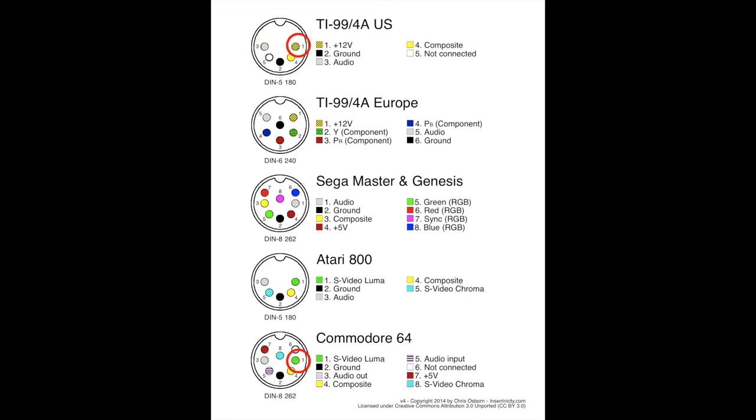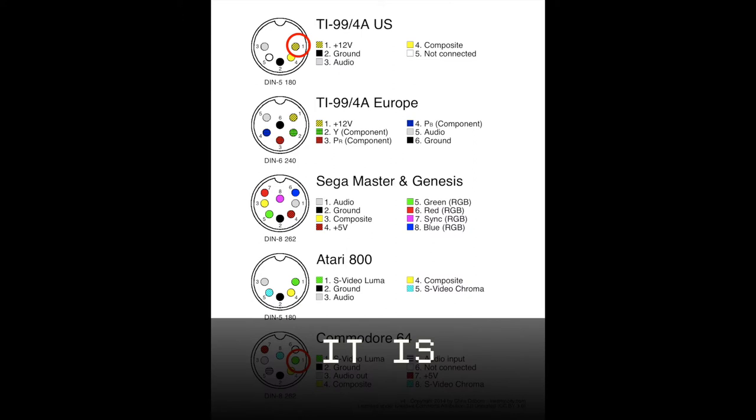Now, the C64 can also support S-video while the TI cannot, so make sure you do not try. The reason is that pin 1 on the C64, which is used for the Luma signal, is actually 12 volts on the TI. I believe this is to help power the RF modulator, though I could be mistaken.